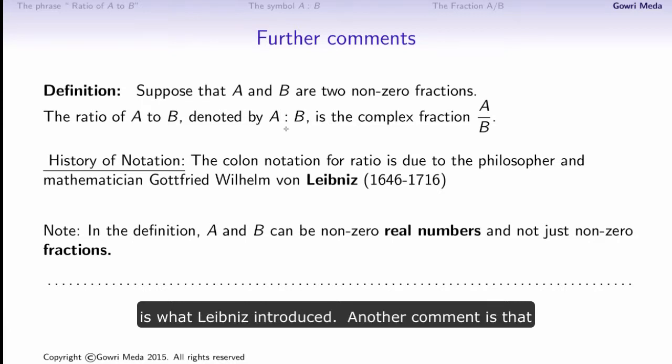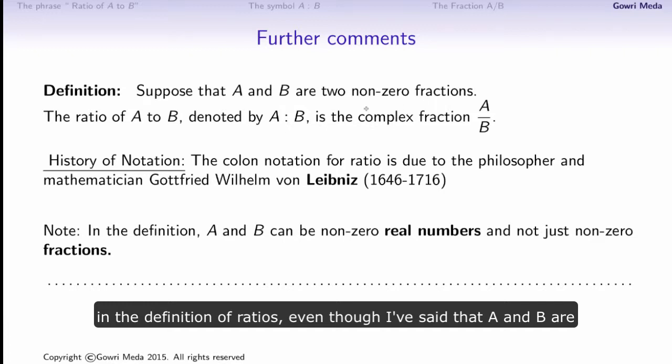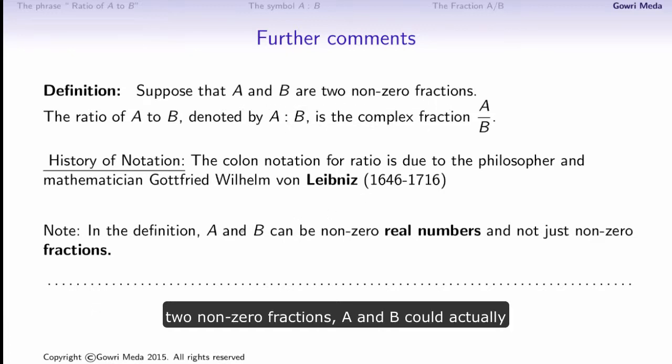Another comment is that in the definition of ratios, even though I've said A and B are two non-zero fractions, A and B could actually be any non-zero real numbers. They don't have to be restricted to fractions. We can still define ratios when A and B are non-zero real numbers. We'll explore that in another video.